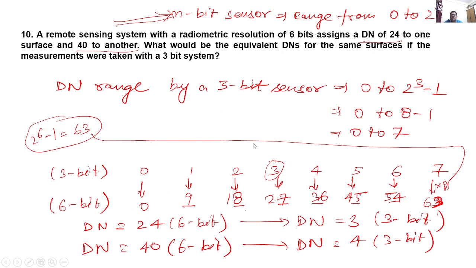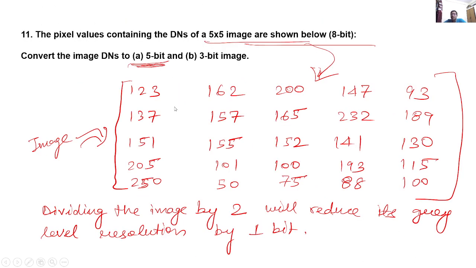Finally, we took up a couple of questions related to conversion of DNs from a given radiometric resolution to a different radiometric resolution. So the first one was converting from a 6-bit resolution to a 3-bit resolution, and then we took up a very similar kind of question in which we converted an 8-bit resolution 5 by 5 image into a 5-bit resolution and a 3-bit resolution.